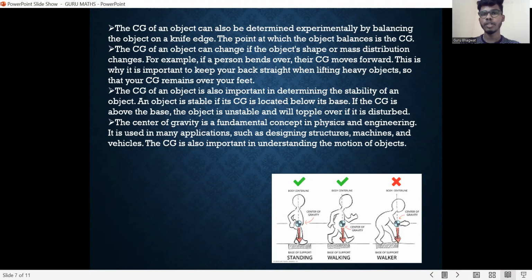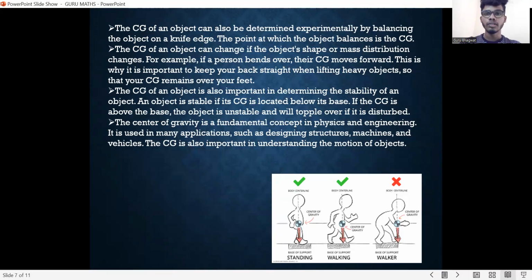For example, if a person bends over, the center of gravity moves forward. This is why it is important to keep your back straight when lifting heavy objects, so the center of gravity remains over your feet. The center of gravity is also important in determining the stability of an object. An object is stable if its center of gravity is located below its base. If the center of gravity is above the base, the object is unstable because the mass is not distributed evenly.